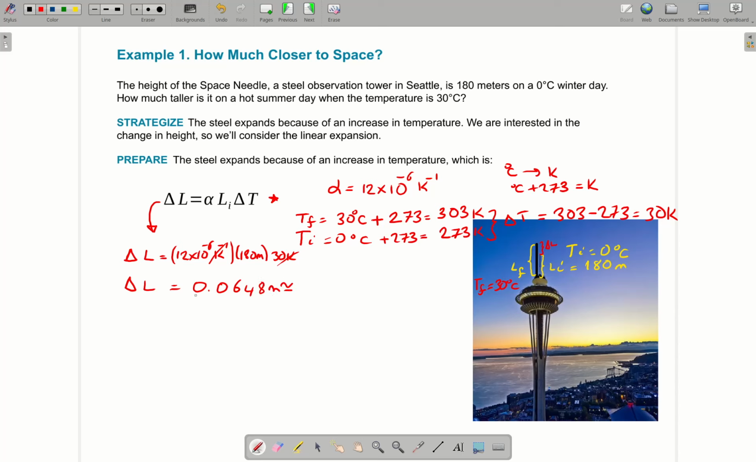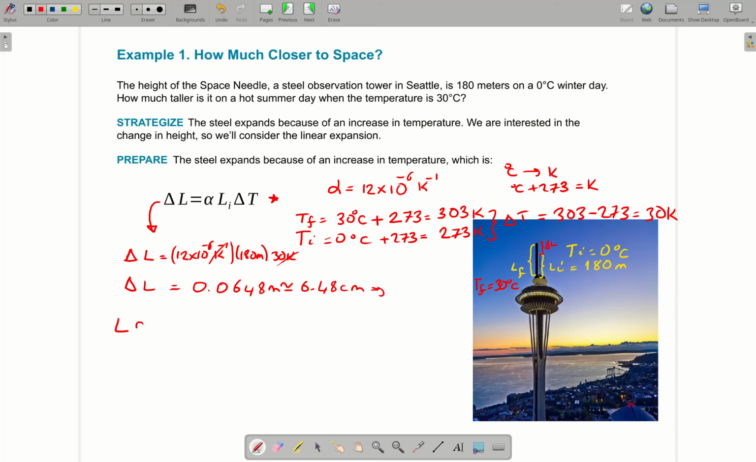Meters to centimeters, remember, multiply by 100, so we move the decimal two places to the side. 6.48 centimeters. This might not be important for the Needle getting larger or smaller in the summer or winter, but if this was a railroad, this would cause some curving and cause trouble for trains moving on it. Anyways, that's our delta L.